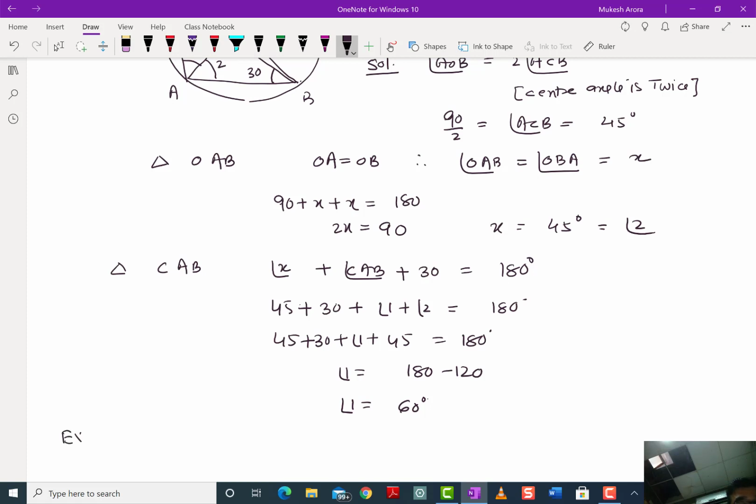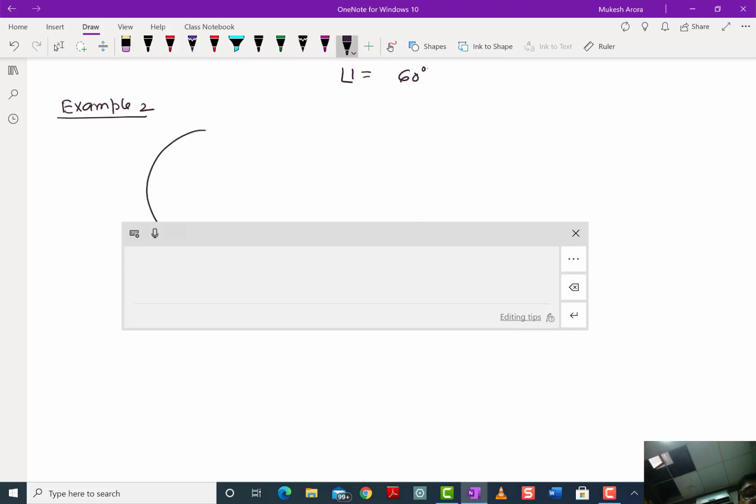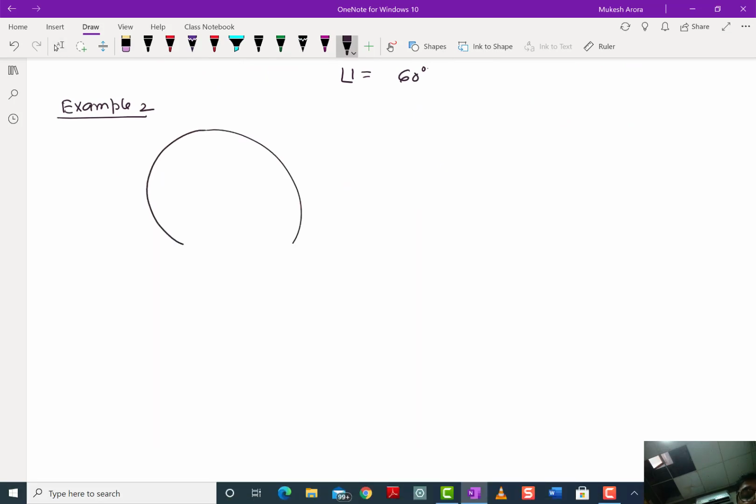Example 2. Example 2 is, in a given figure, AB is the diameter. This is the center O, this is C, this is X, and this angle is 30 degrees. We have to find the value of X.